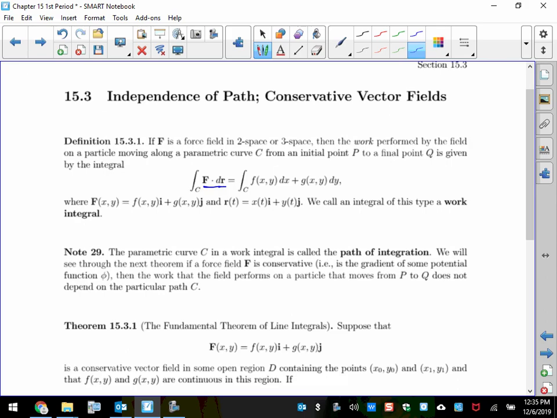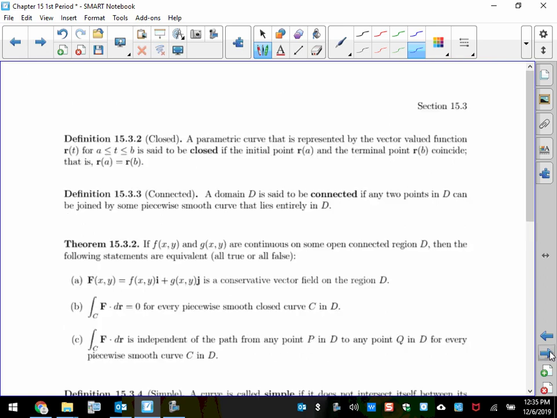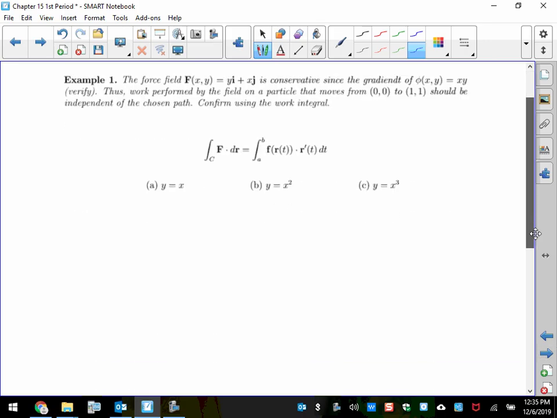And it's pretty common, and C here just represents the path of integration, and usually you have to parameterize the path yourself. Usually the path is described by something, and then you have to come up with the path on your own using some parametric equation. So let's look at example 1 here. So we'll flip back to our notes.